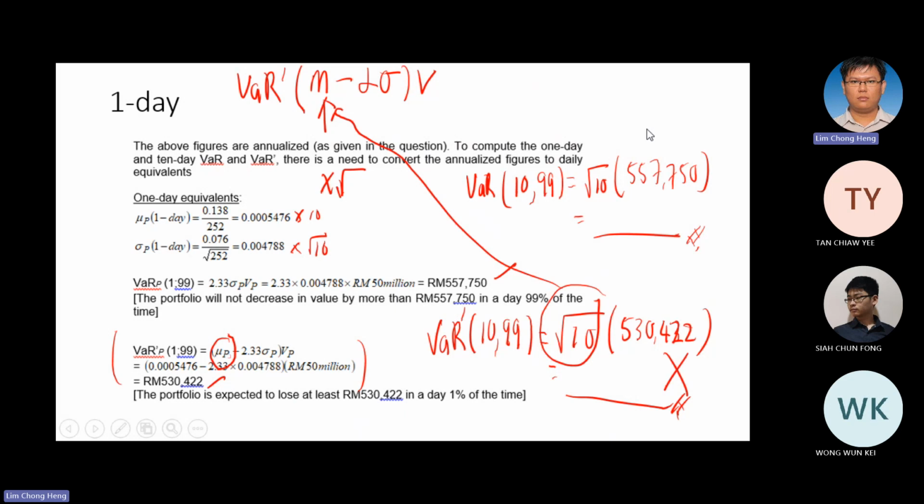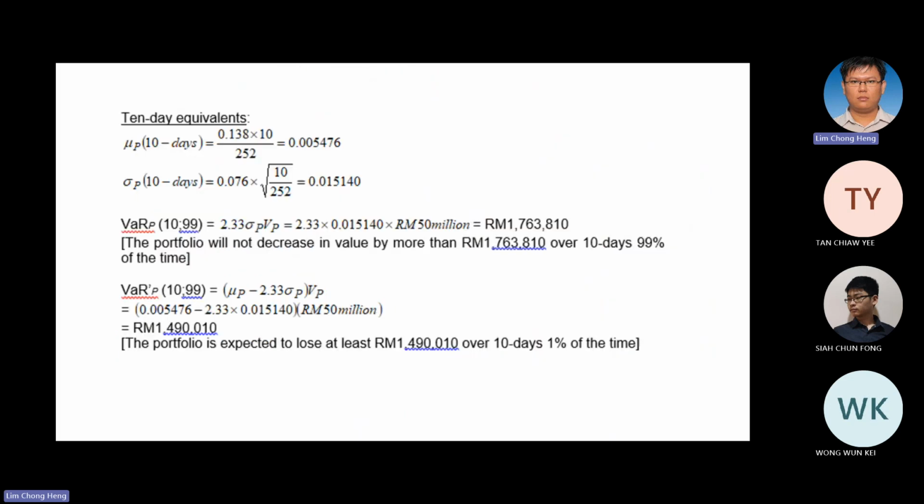Because absolute VAR is not so popular in the market. Okay, how to solve 10 day? You need to calculate 10 day. And this one you also square root of 10, then you just can get the answer.